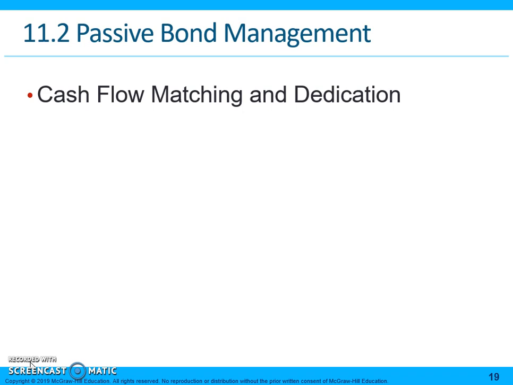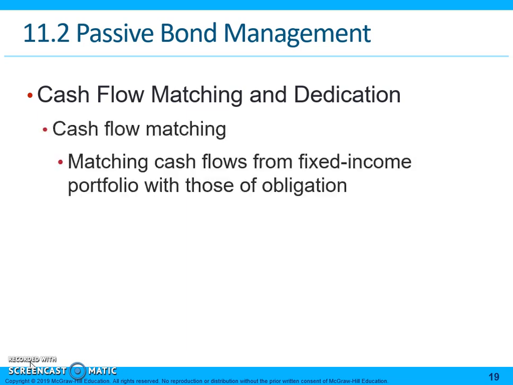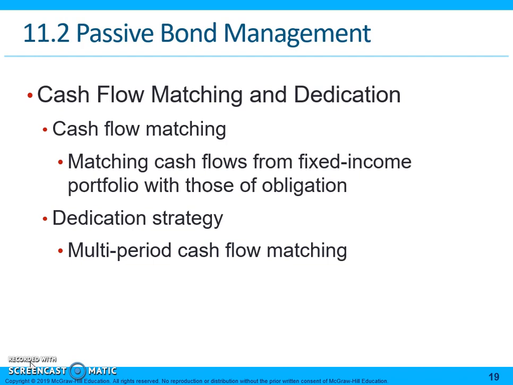So, passive bond management uses what's called cash flow matching and dedication. Cash flow matching is simply matching cash flows from a fixed income portfolio with those of the obligation. That's exactly what we were doing in the slides that we walked through in the previous section. Dedication strategy simply is a multi-period cash flow matching. A pension fund would engage in a dedication strategy.